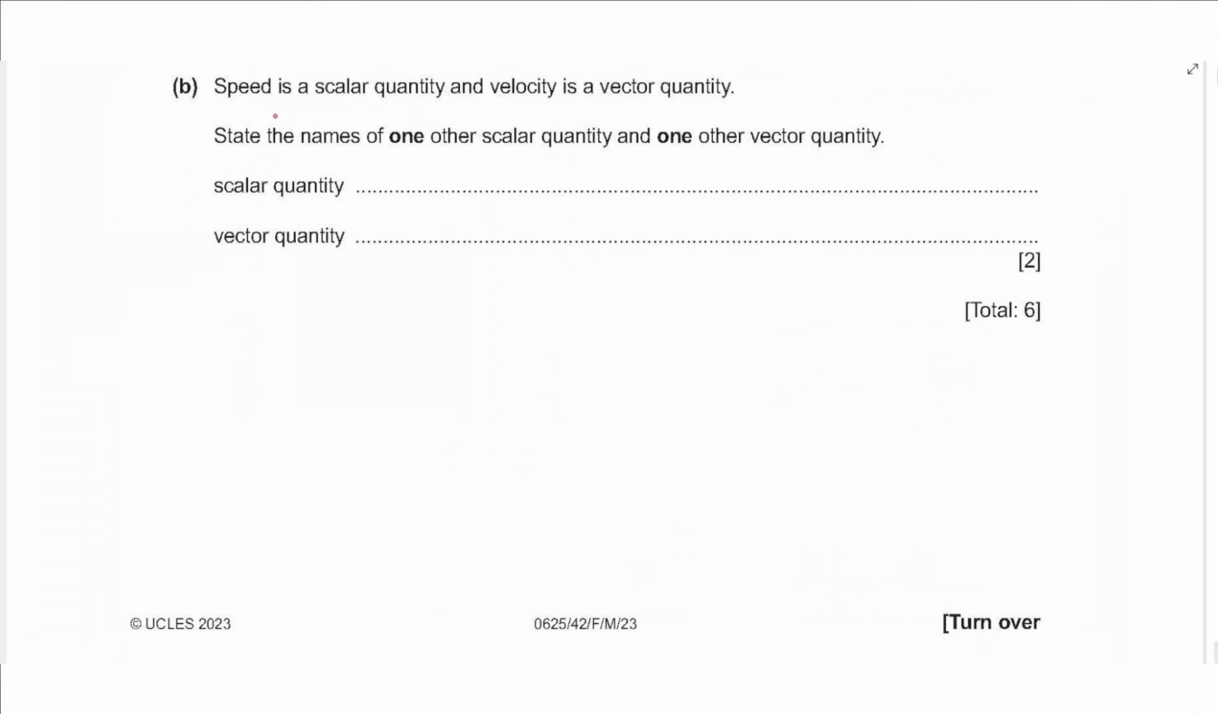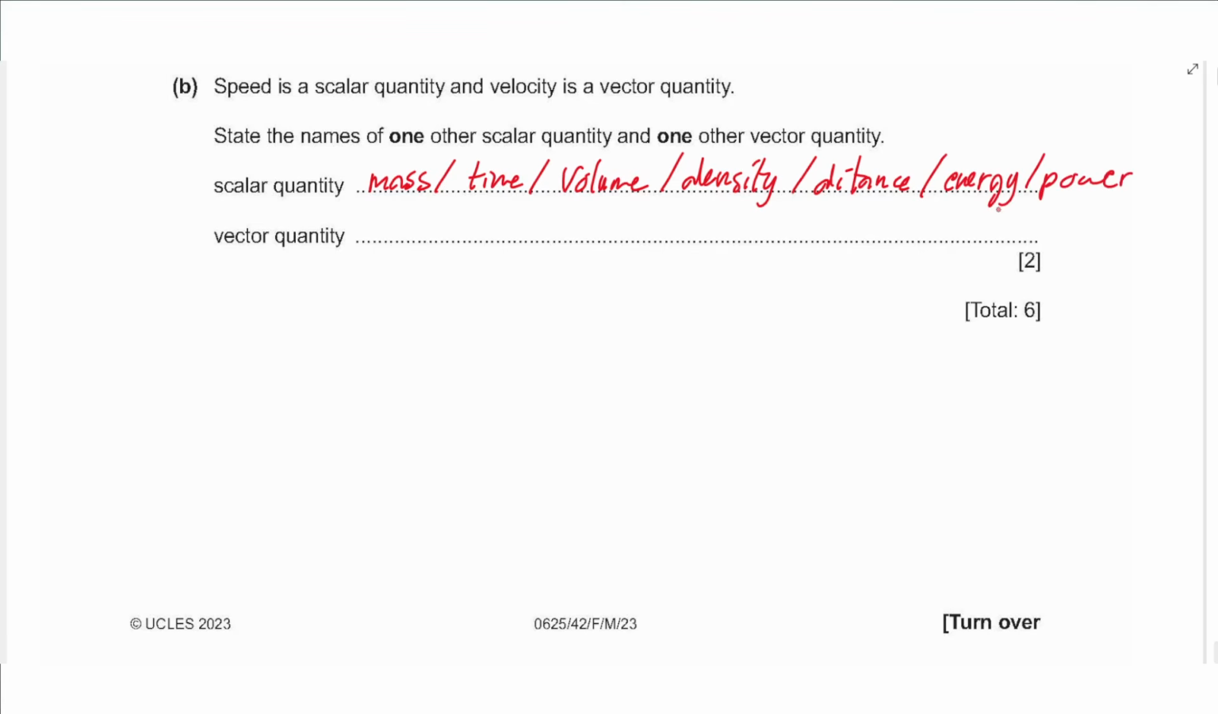Question B says, speed is a scalar quantity and velocity is a vector quantity. State the names of one other scalar quantity and one other vector quantity. There are many quantities you should know in the syllabus. For example, scalar quantities, you have mass, time, volume, density, distance, energy, power. All these are scalar quantities. For vector quantities, we have forces, displacement, acceleration, moments, momentum, or electric current.